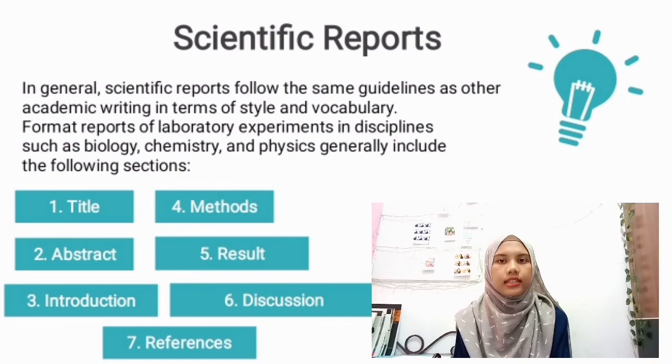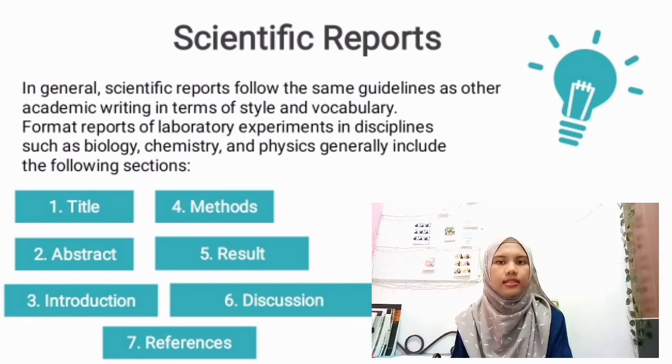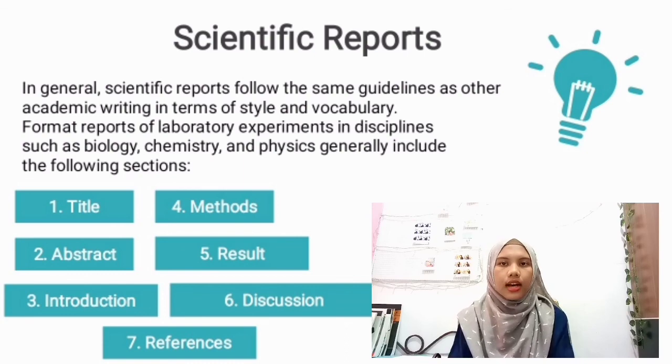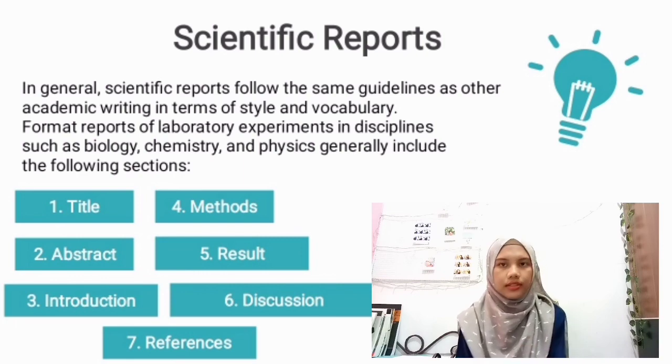3. Introduction. The introduction should contextualize your work with reference to other similar research. 4. Method. This section explains how you did the research. 5. Result. Using the past tense, here you summarize all the results obtained. 6. Discussion. This section links back to the introduction by comparing your results with the original purpose or hypothesis. Last, references. This is a list of all the sources.